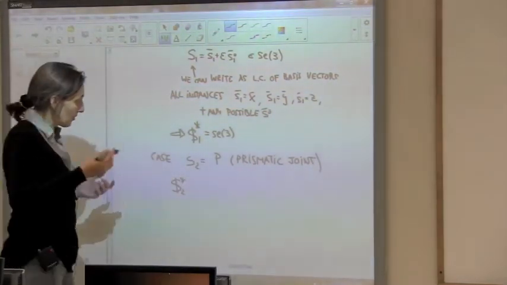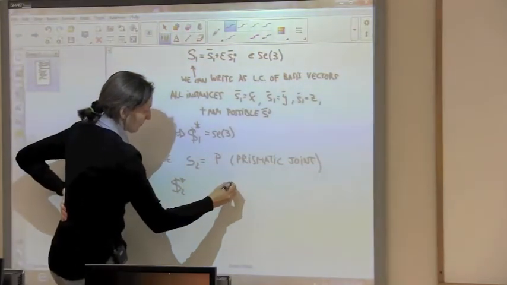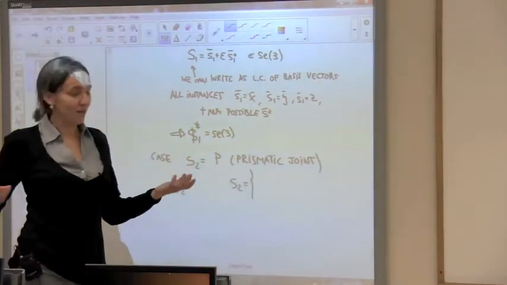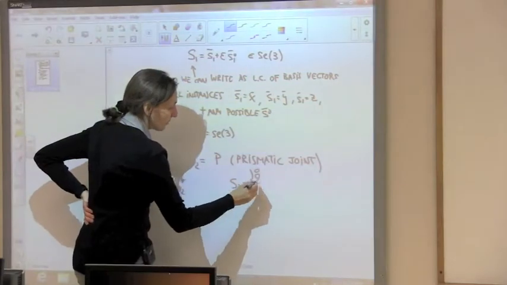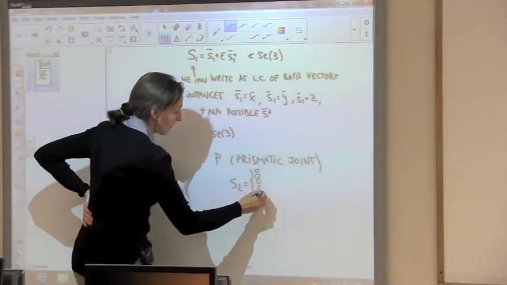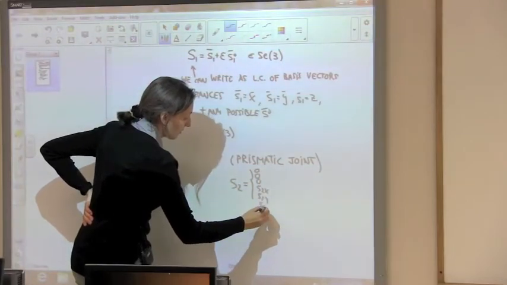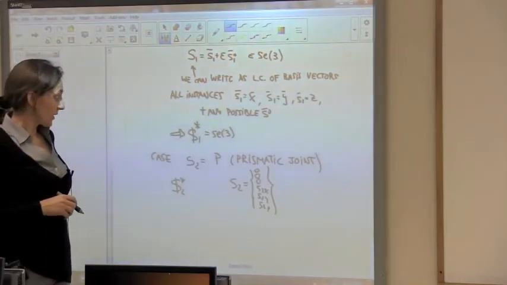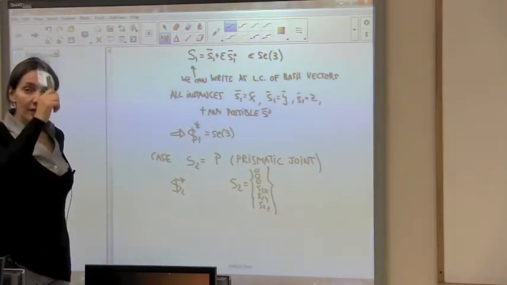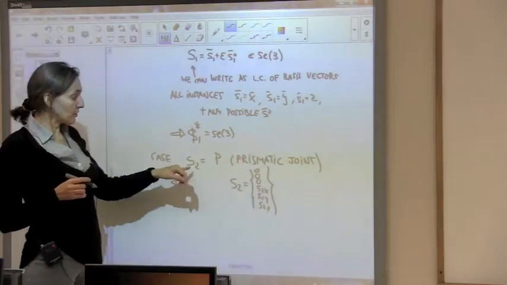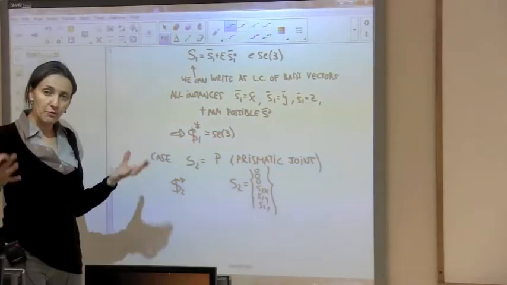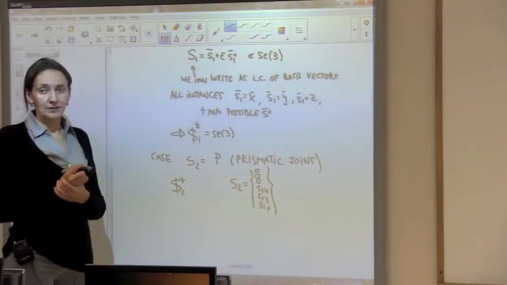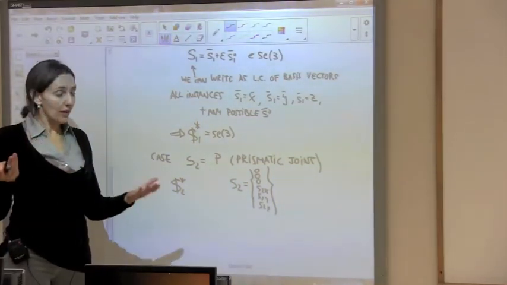Now, if you remember the prismatic joint S2, if we write it as a 6 by 1 vector, what you have is 0, 0, 0, and a general vector here, S2x, S2y, S2z. That gives you the direction of your translation, right? So if we can have any direction in space for the translations, all possible instances of a prismatic joint, what kind of subspace are we defining? What's the dimension of that? It's 3, right? We are defining R3.